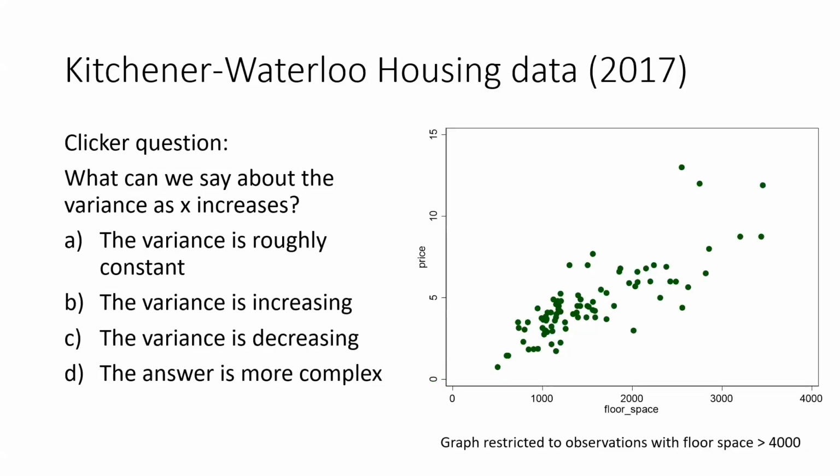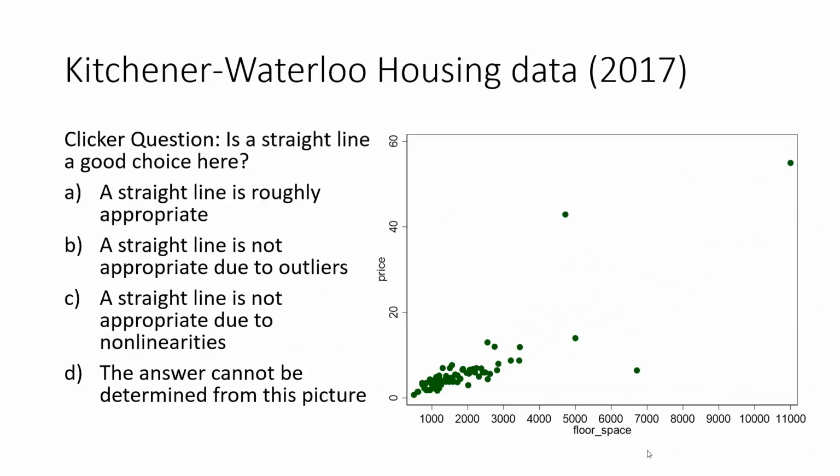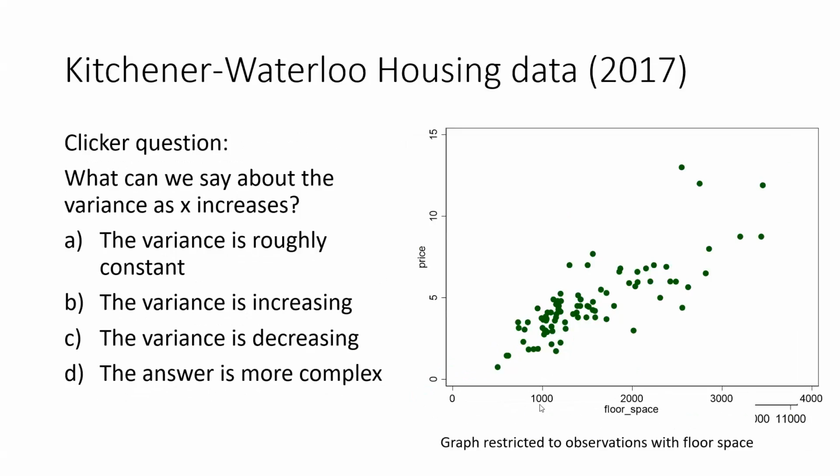Now I'm restricting the floor space to the smaller ones, up to 4,000 square feet. I'm just looking at this here, over here. And for this subset of the data, I have another question. What can we say about the variance as x increases? So what is the variance of price as the floor space increases? Do we see more variability in prices as the floor space increases, or roughly the same, or decreasing, or more complex? Well, again, I will leave you to answer this question, and carrying on.